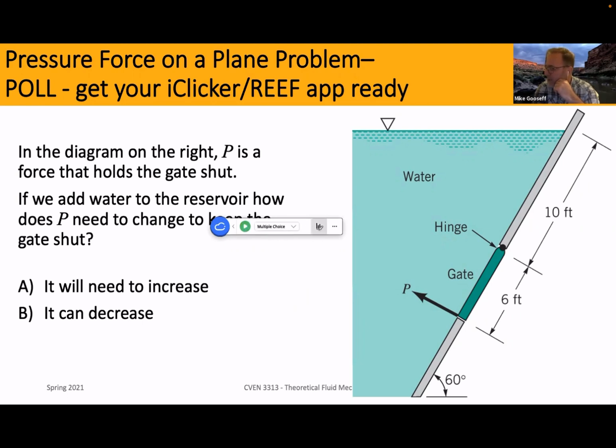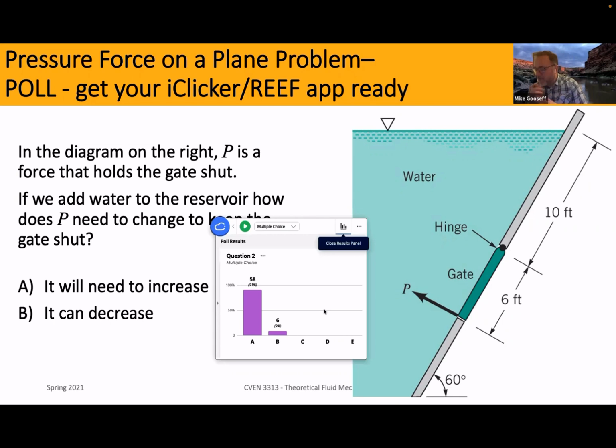Okay, so let's take a look at what we got. 58 of you said that P will need to increase to hold that gate in place, and 6 of you said it can decrease and still be held in place. The answer: if we increase the water and basically increase the pressure, and therefore the pressure force acting on the gate, regardless of its shape, P will have to increase to hold and counter that resultant force if we increase the depth of the water or put that gate further underwater, to keep it closed.